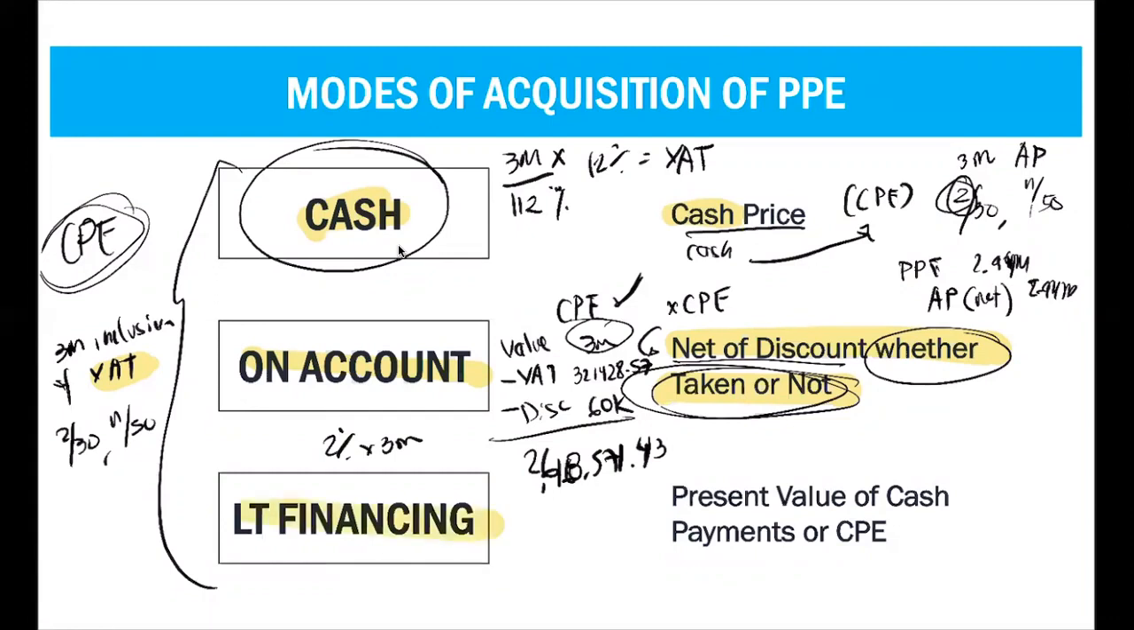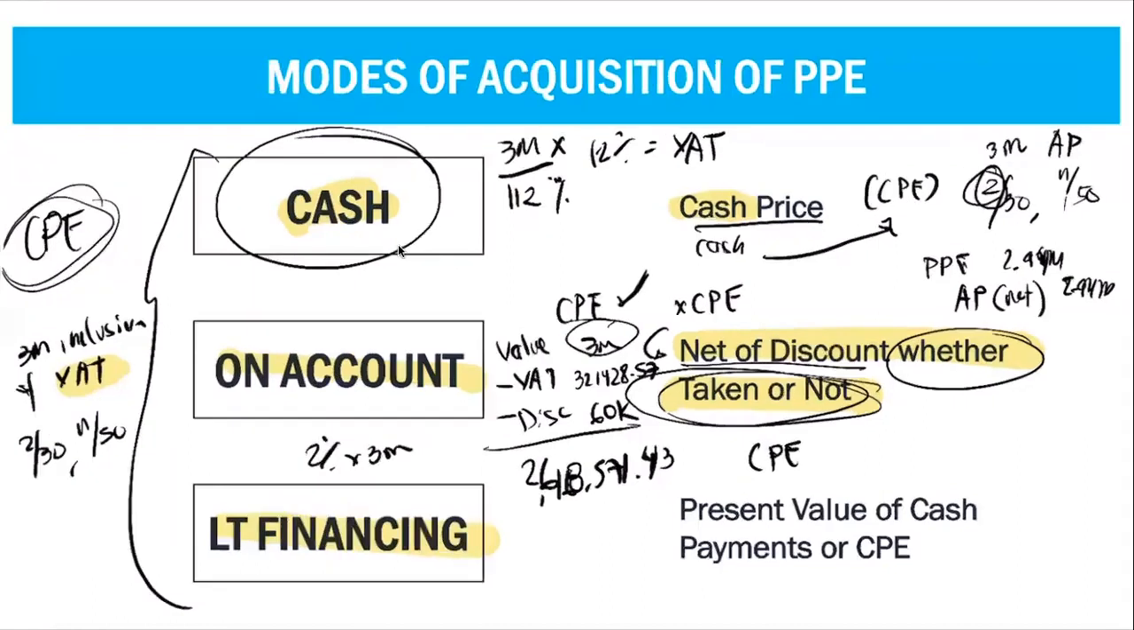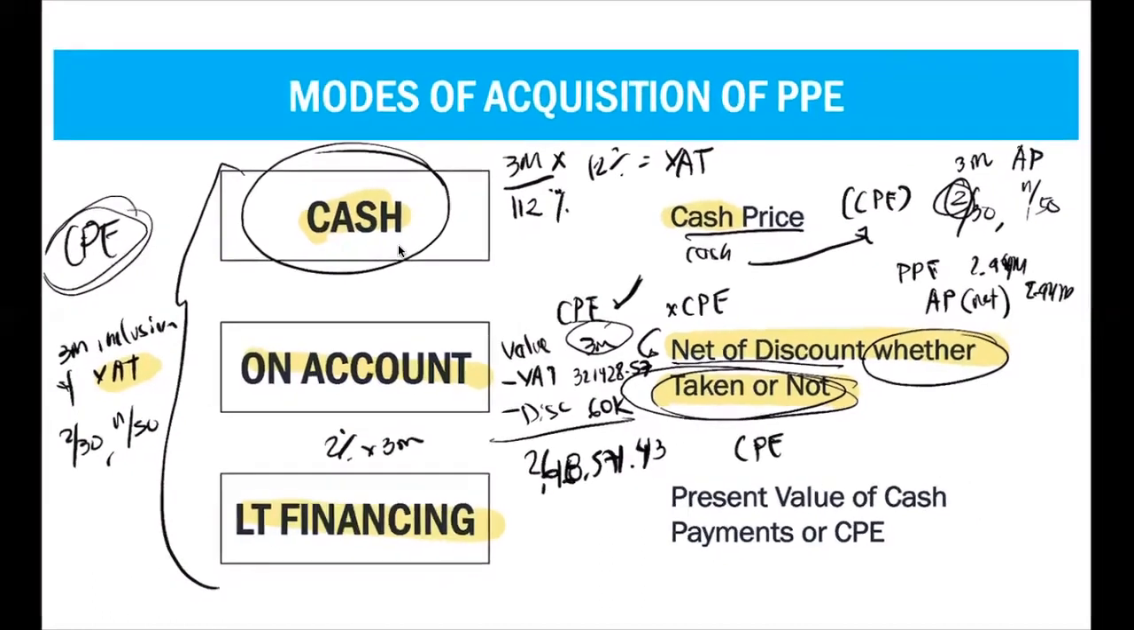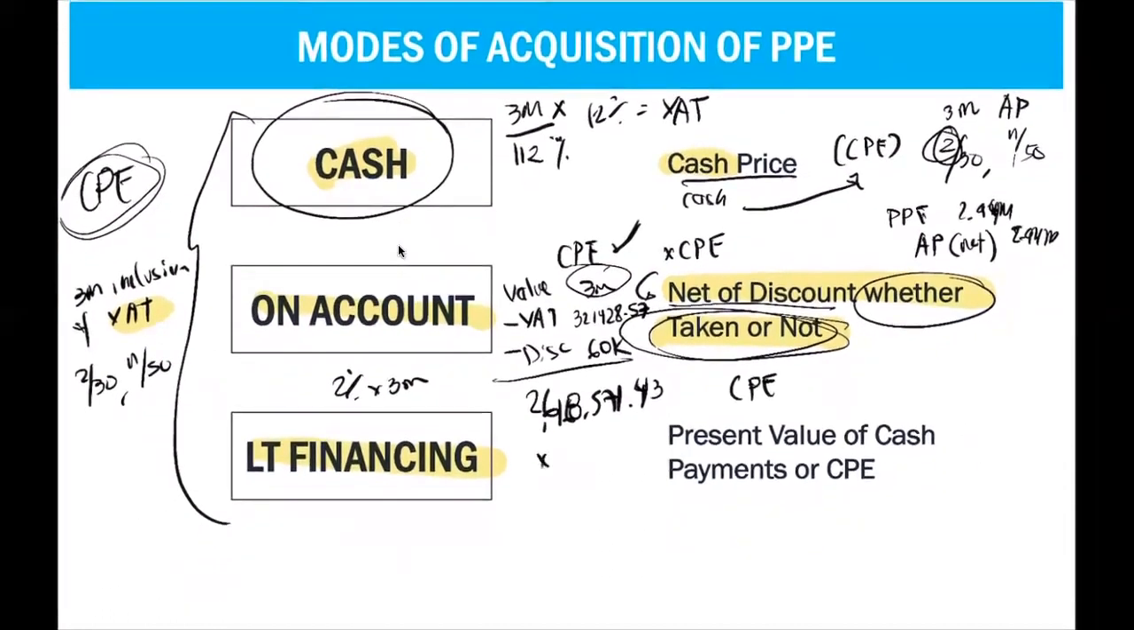How about if it's long-term financing? How do we measure it? Again, we measure it using your cash price equivalent. Sir, what if there is no cash price equivalent? If there's no cash price equivalent, how do we measure it? You measure it using the present value of cash payments. Present value of cash payments.